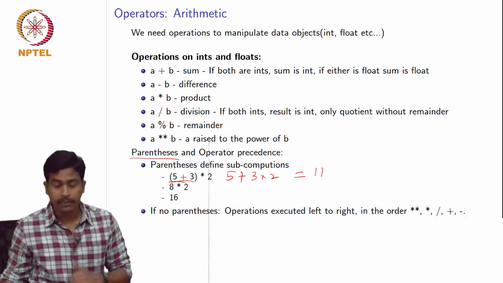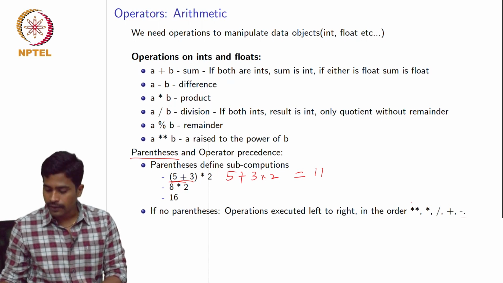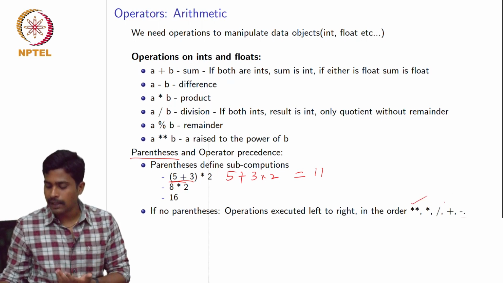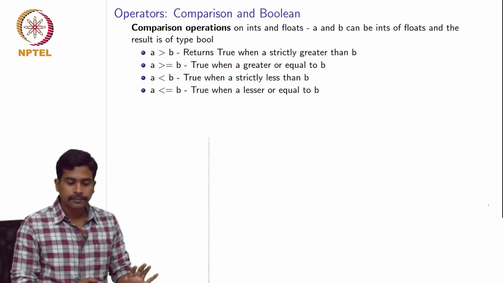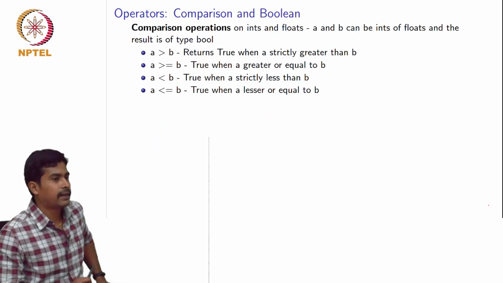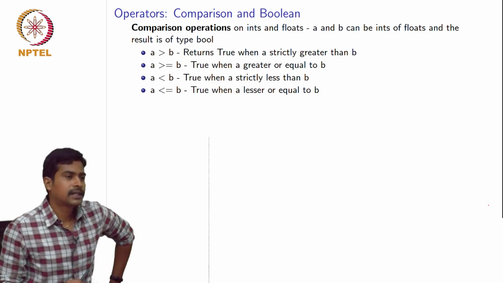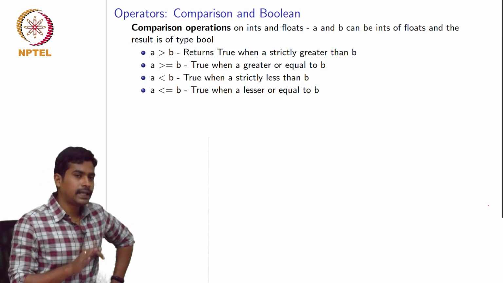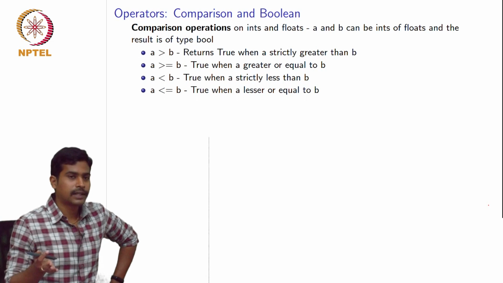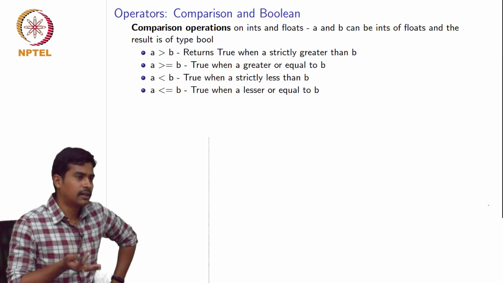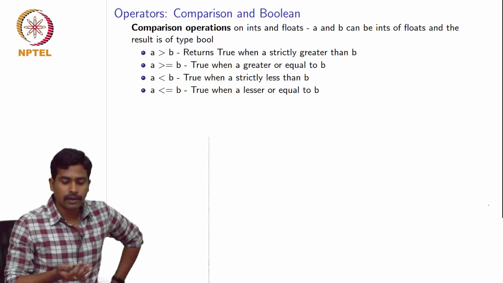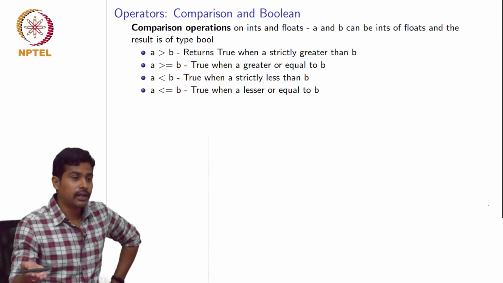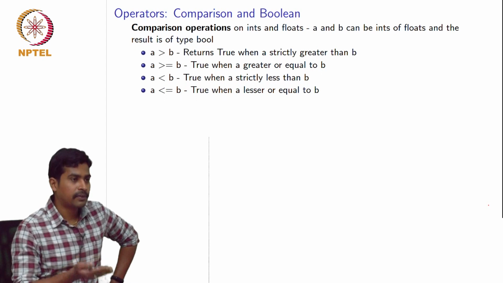And in Python, operations are executed from left to right in this order. This is the precedence of operations. So first is the power operation, then multiplication, division, addition and subtraction. Okay. So now we have seen different kinds of arithmetic operations that can be done on both integers and floats. Obviously, we cannot do addition using Boolean variables. So now let's see how we do comparison between two numbers.